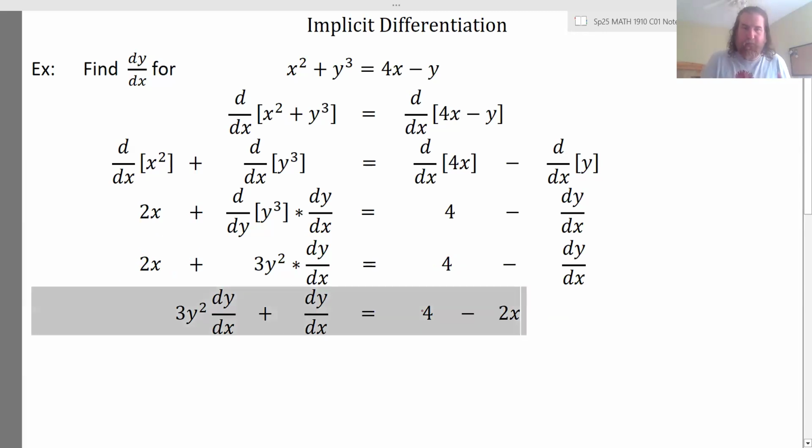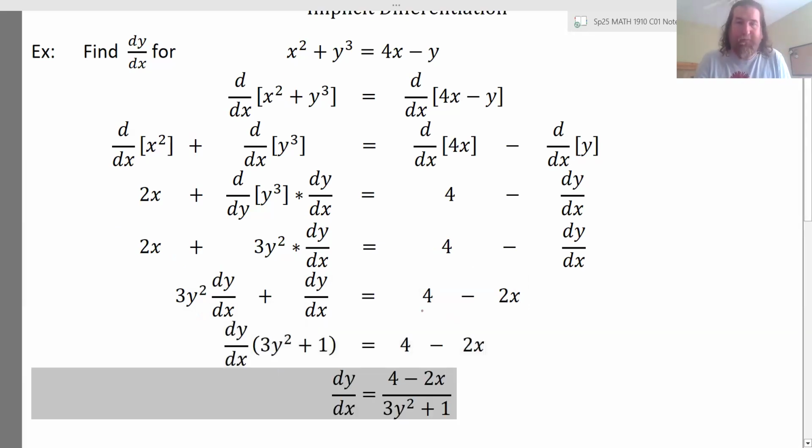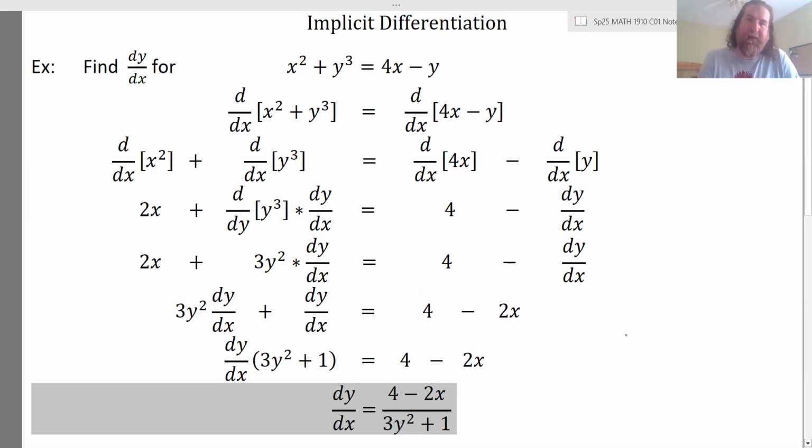Okay? So now I've gotten all my dy dx terms on one side, and now I'm going to factor that dy dx. Factor out a GCF on the left side. And then I just divide both sides by 3y squared plus 1, and I'm done. That is the entire problem, right? So I have found dy dx. I got it by itself.